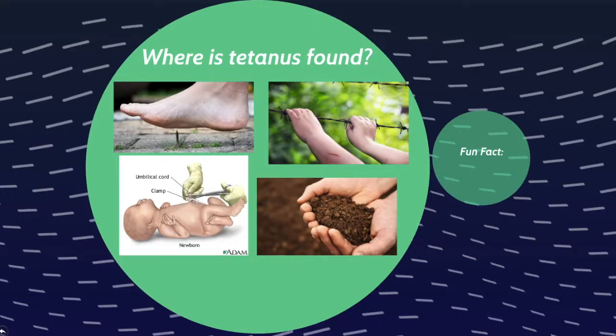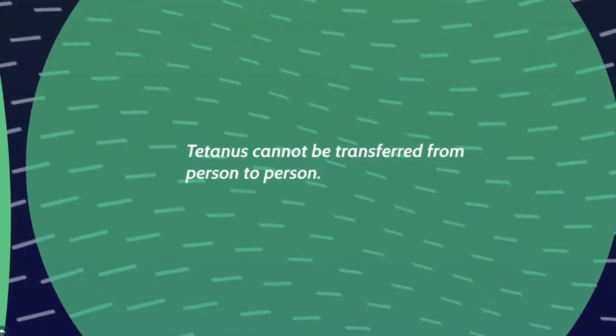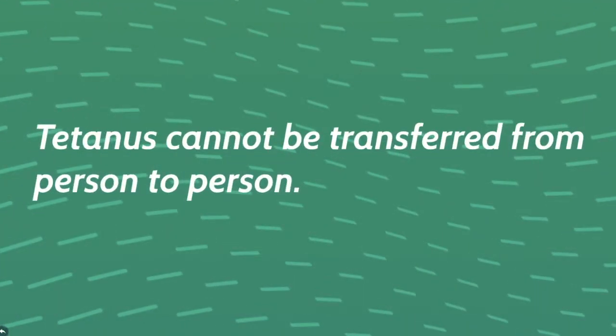Neonatal tetanus occurs when non-sterile instruments are used to cut the umbilical cord or when contaminated material is used to cover the umbilical stump. Deliveries carried out by people with unclean hands or contaminated surfaces are also risk factors. And a fun fact about tetanus: it cannot be transmitted from person to person.